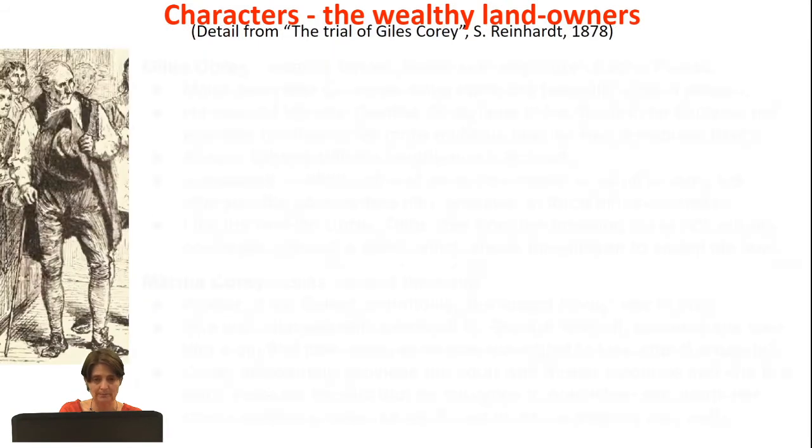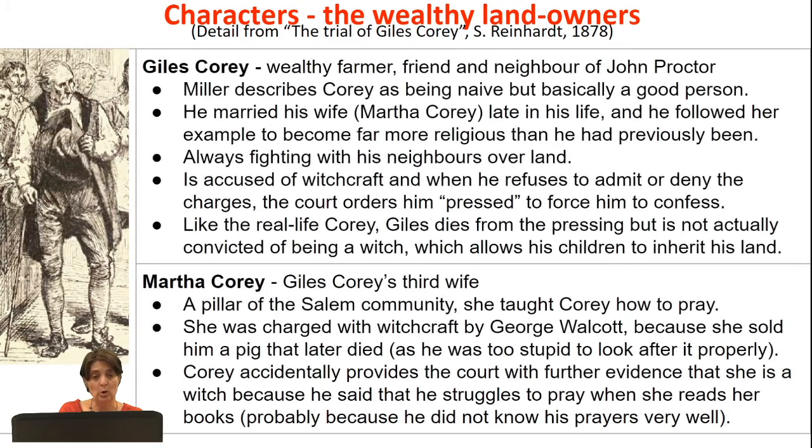The Coreys were another wealthy land-owning farming family. So Giles Corey is described by Miller as being naive, but basically a good person. Martha Corey is his third wife, who he married later in life. And when he married her, he became far more religious than he'd ever been before. And so it was probably only when he married her that he started learning how to pray.